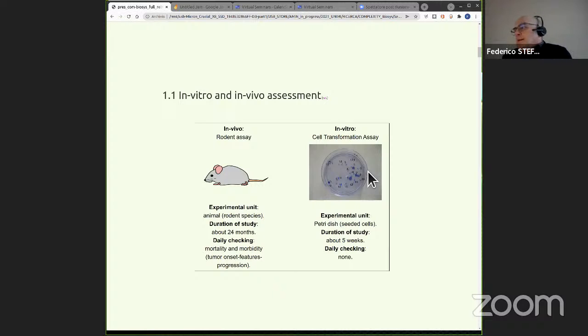It is worth noticing that in vitro assays fit Russell and Birch's 3 Rs: reduce, refine, replace, for a more ethical use of animals in scientific research. They are less expensive and quick to do, and therefore more widely adoptable.